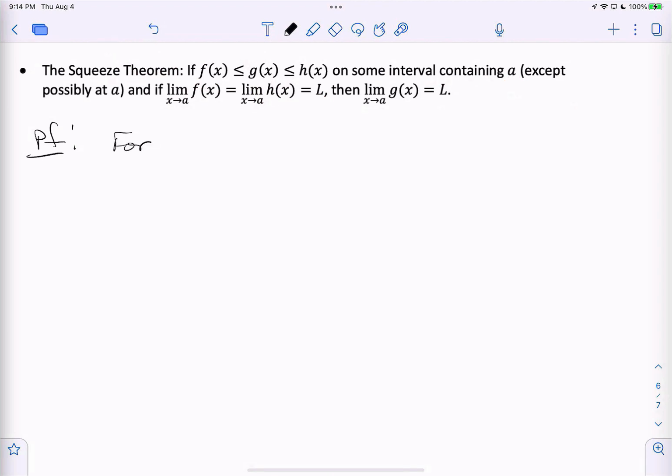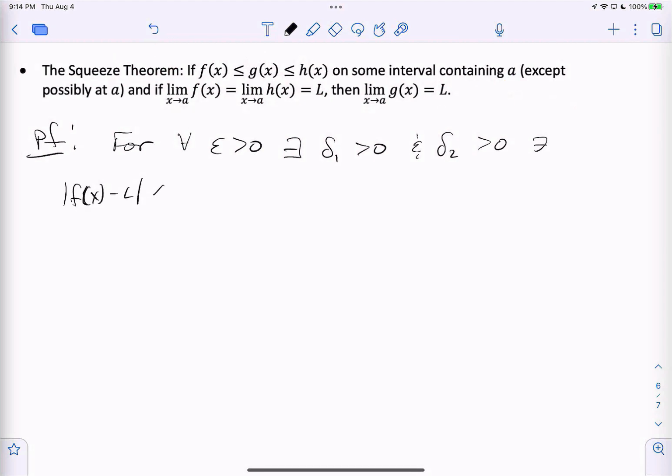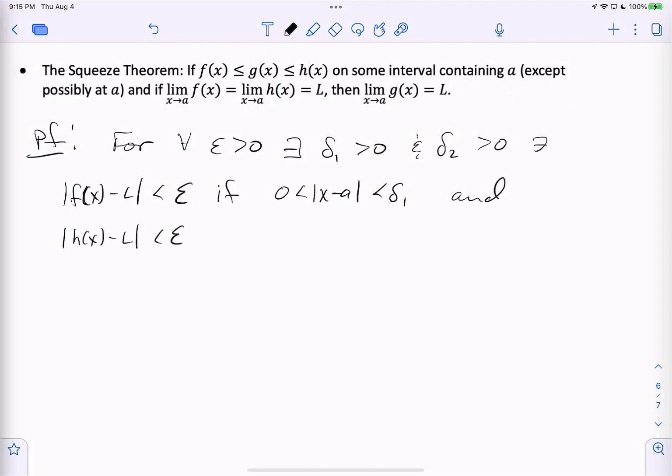Now, because we have a limit of f and h as x approaches a that both equal L, we can say that for every epsilon greater than 0, there exists a delta 1 that's positive and a delta 2 that's positive, such that the absolute value of f of x minus L is less than epsilon if the absolute value of x minus a is positive and less than delta 1, and the absolute value of h of x minus L is less than epsilon if the absolute value of x minus a is positive and less than delta 2.